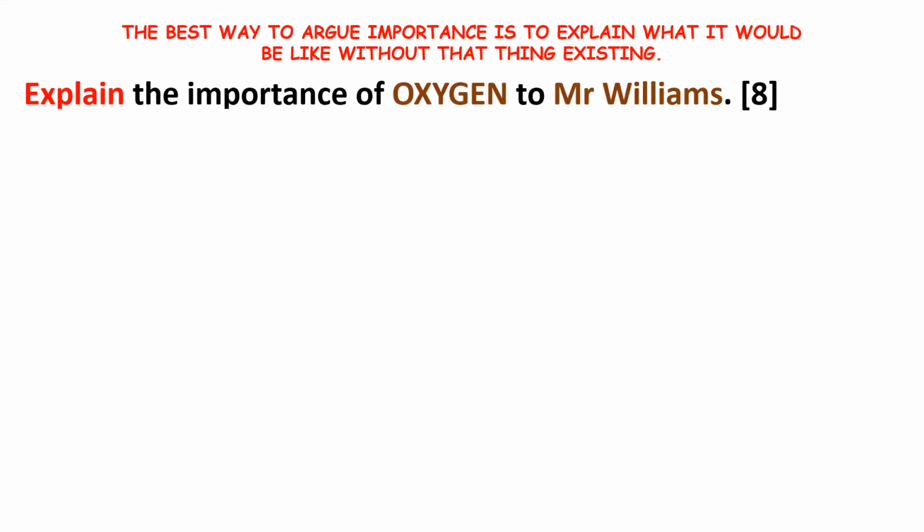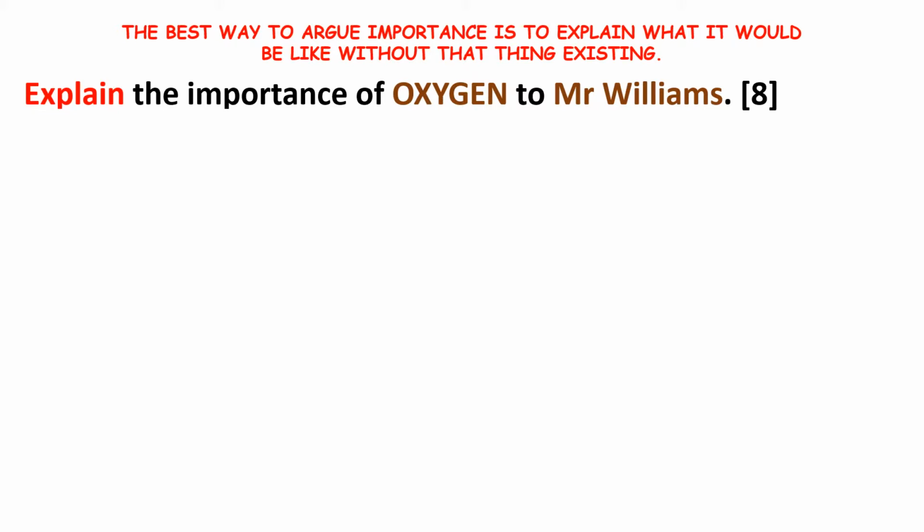Okay, so what we're going to do here is see how we can bring this to life through an example. I'm going to give you this technique, and I encourage you to use it all the time in how you answer these questions, because the best way to argue why something is important is to explain what it would be like without that thing existing. To explain something's importance, you've got to say why it was important, and what would happen if it did not exist.